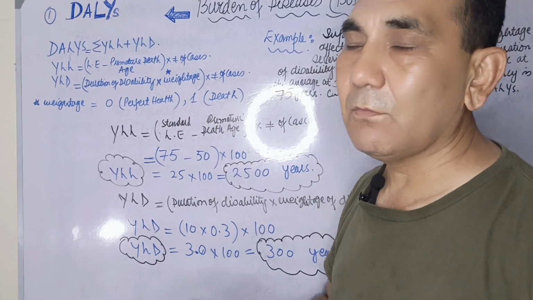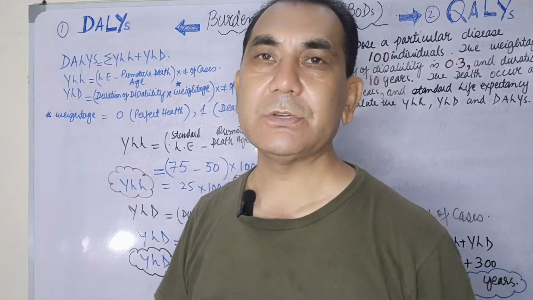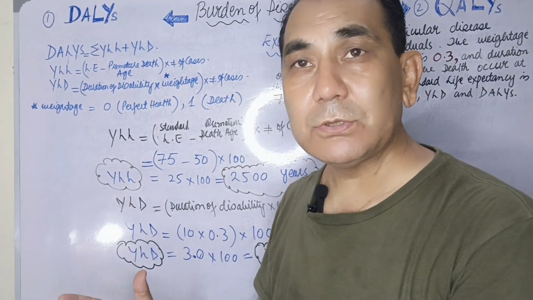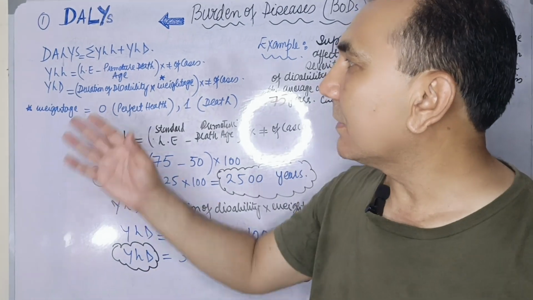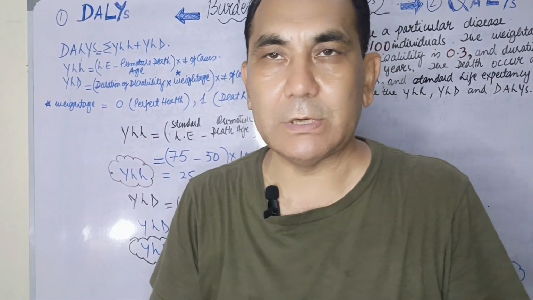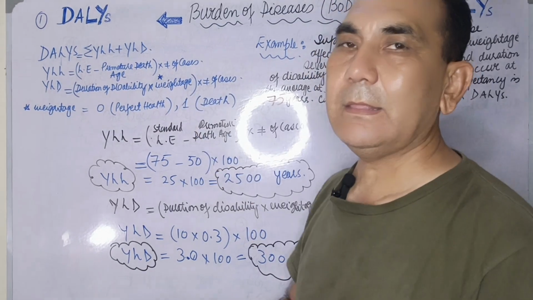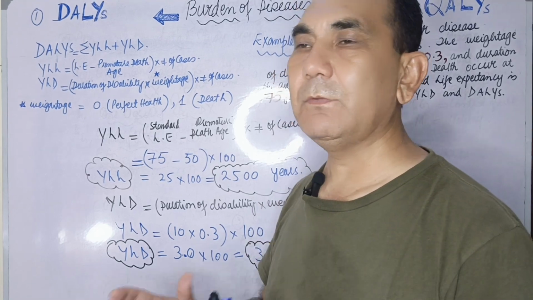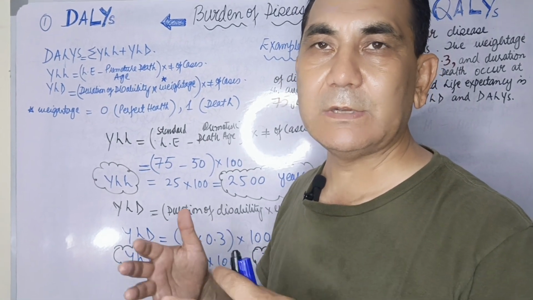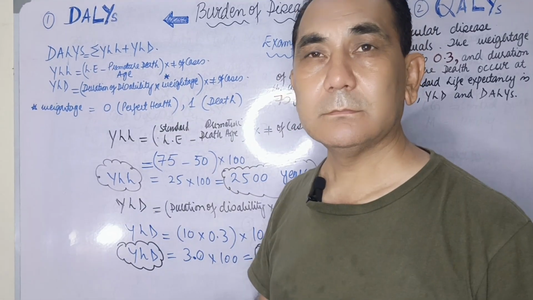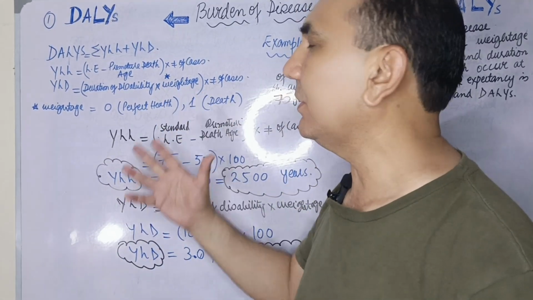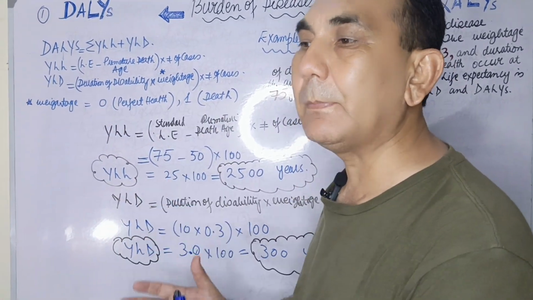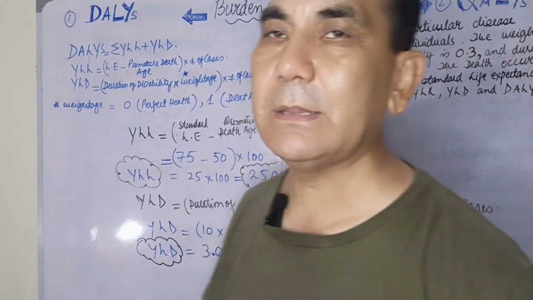Now, the YLL is the measurement of premature deaths. The age at premature death is subtracted from the standard life expectancy of that particular geographical area or country, and then we multiply by the number of cases. The second one is the YLD, the years people lived with the disability. It expresses the quality of life. The formula for the YLD is the duration of the disability multiplied by the weightage of the disability and multiplied by the number of cases.